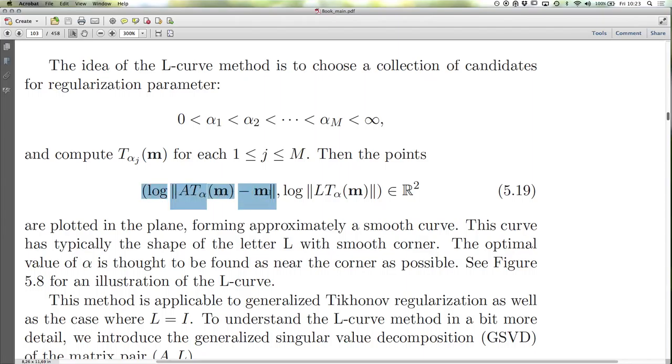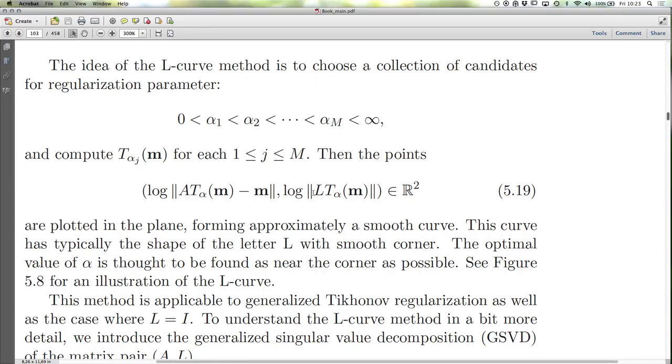The x-coordinate in the curve is this one. So we take the reconstruction for a certain alpha, called T_alpha of m. So this is the reconstruction. We apply our measurement model matrix A to it, and we subtract the actual measurement. So we compute the data discrepancy for that reconstruction. We compute the L2 norm of the data discrepancy, and we take a logarithm. This is the x-coordinate for the curve. And of course, it is measuring how well our reconstruction is fitting the data.